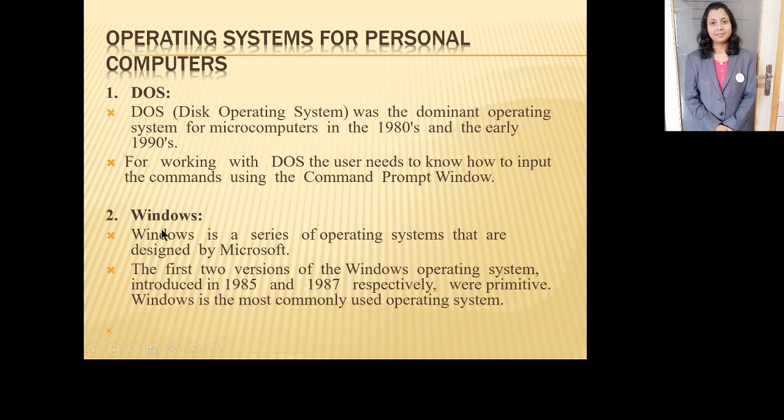Windows is another operating system used in personal computers. Windows is a series of operating systems that are designed by Microsoft. The first two versions of the Windows operating system were introduced in 1985 and 1987 respectively, and they were very primitive. Windows is the most commonly used operating system.